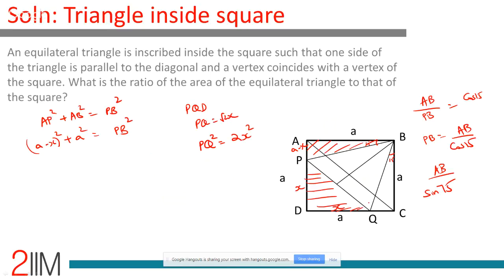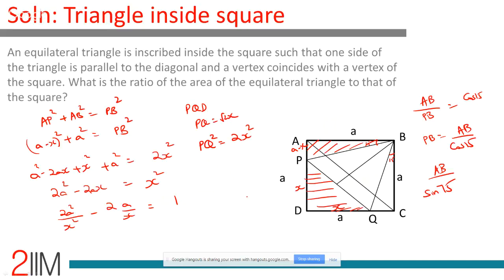PB square is A minus X the whole square plus A square. PQ square is root 2X the whole square or 2X square. So A square minus 2AX plus X square plus A square equals 2X square. Or 2A square minus 2AX equals X square. You want X in terms of A, so I'm going to divide by X square throughout. And so 2A square by X square minus 2A by X equals 1. We effectively want to find A by X. And so let A by X equal Y. 2Y square minus 2Y equals 1. Solve this, find Y. If we know Y, we know A by X, which is what Y is.